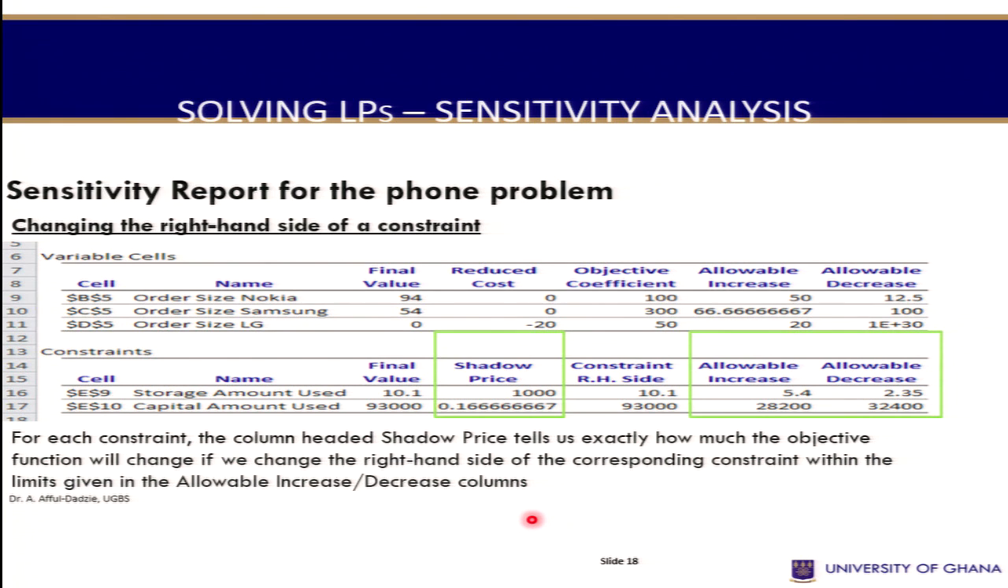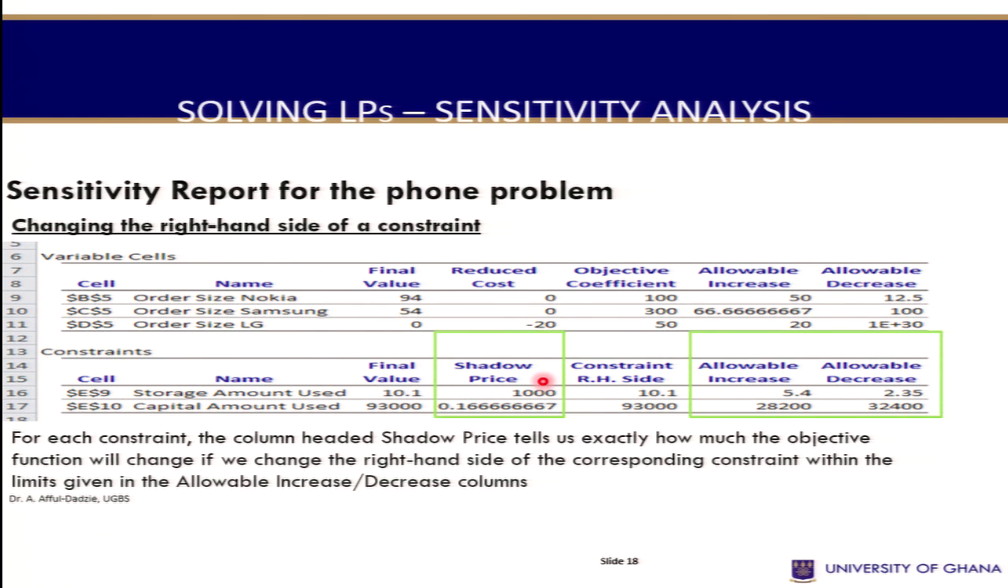For example, if you are able to get an additional square meter of space to the 10.1 we already have, it will mean that our total profit would increase by 1,000 cedis. So, if we're able to add 2 additional square meters of space, then our profit would increase by 2 times 1,000 cedis, which is 2,000 cedis.